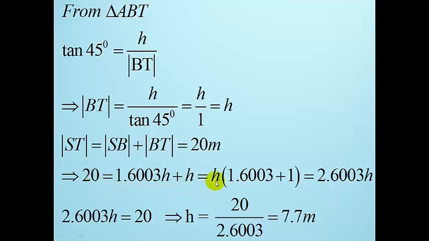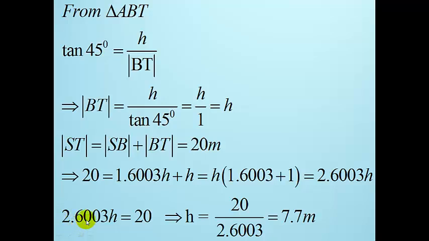Now we can factor H out, and we have 1.6003 plus 1. Now when we add 1 to 1.6003, the answer is 2.6003. But because it's times H, that is why we have 2.6003H. Now 2.6003H is now equal to 20. That is the distance from S to T.